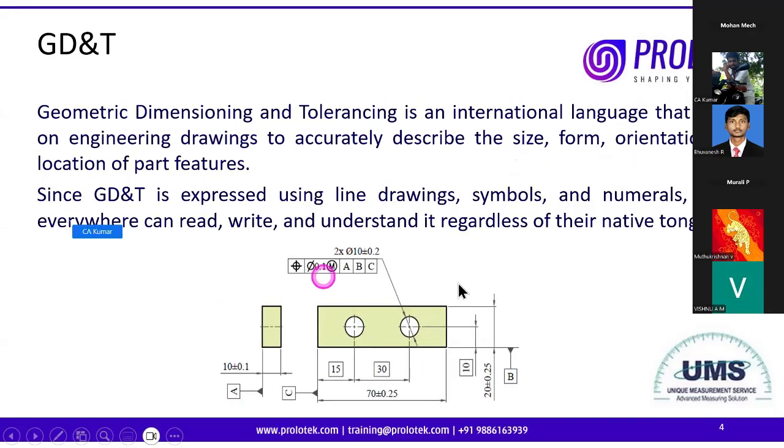In this, you will see a few symbols. GD&T is a language in which we use a lot of symbols and numbers so that people everywhere can read, write, and understand regardless of their native language. This is one such symbol, where you can get a description of how the hole should be located, right?